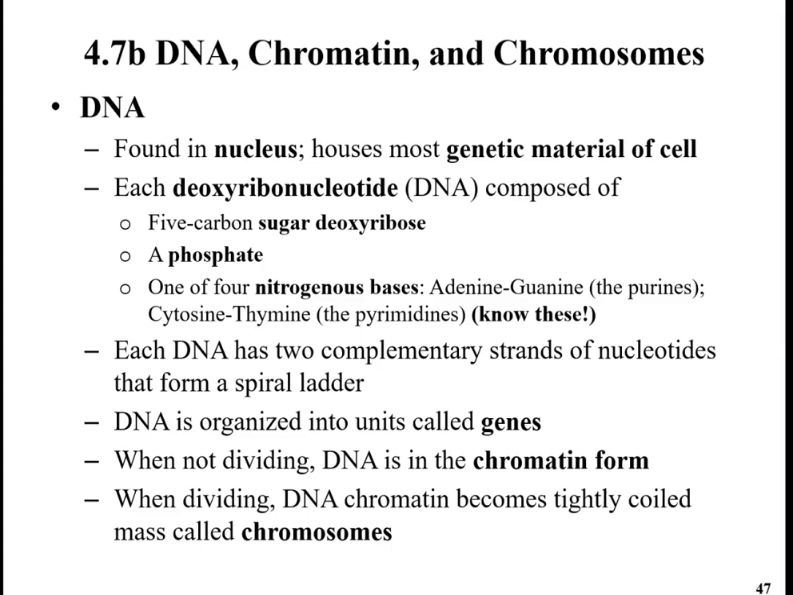Each DNA has 2 complementary strands of nucleotides that form a spiral ladder. DNA is organized into units called genes, and when not dividing, DNA is in the chromatin form. So when it's dividing, DNA chromatin becomes tightly coiled into a mass called a chromosome. But when it's not dividing, that DNA is in the looser form, the chromatin form, that allows its genes to be read.